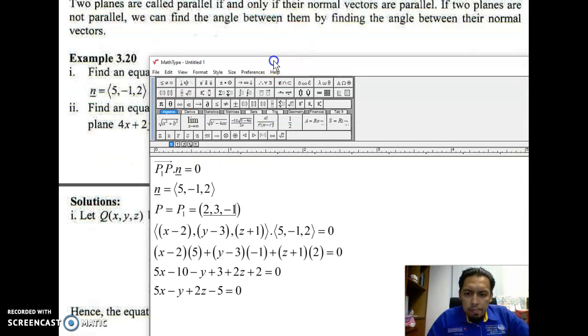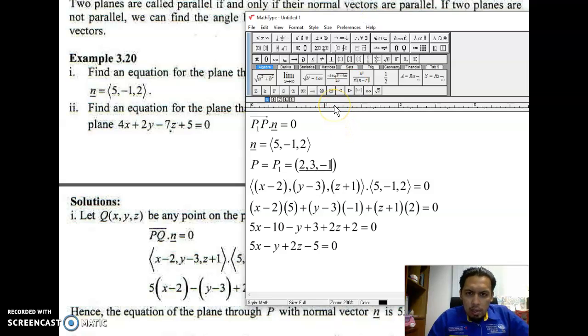I have done the calculation, but I need to repeat a bit. I made a mistake just now because I mistakenly identified the p here as this p, but it's actually the p1. So we have the normal vector, and we have the point, which for this formula is p1, which is this 2, 3, negative 1. To get this vector, we should subtract p1 from p. So x minus 2, y minus 3, and z minus negative 1, which becomes z plus 1.